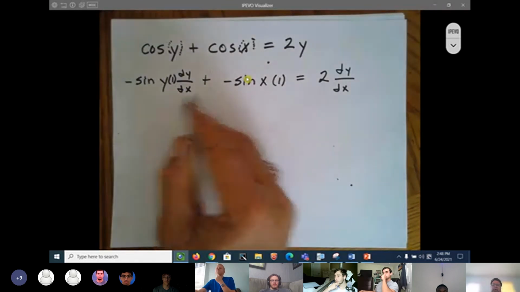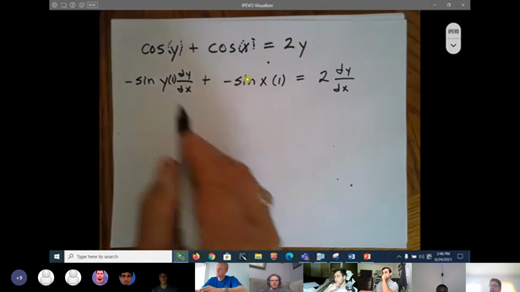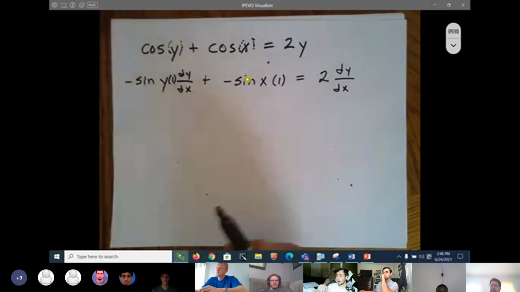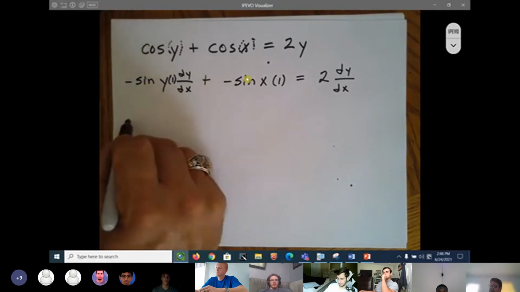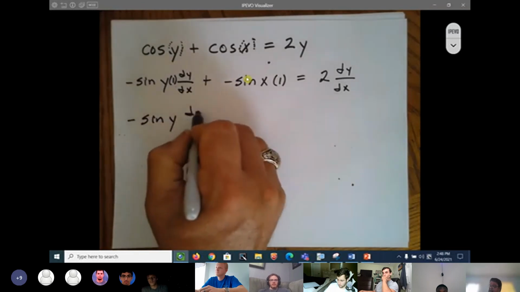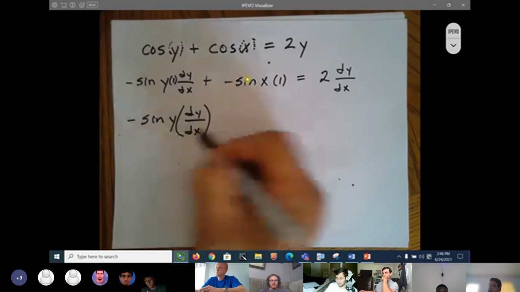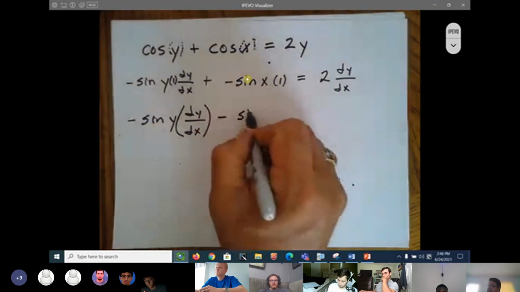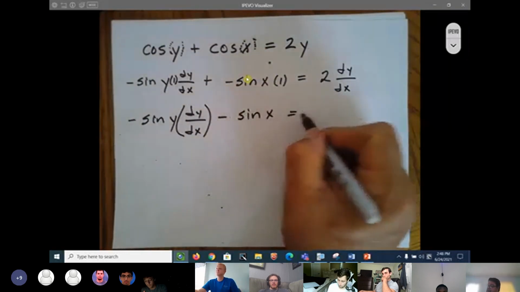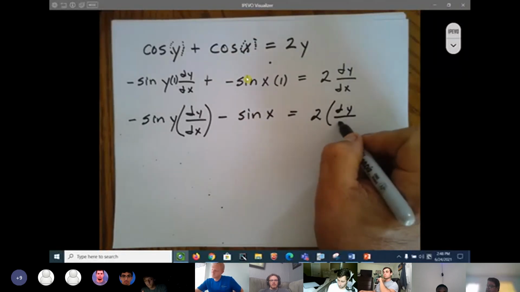So I'm just throwing these in. I used to do y prime when I showed you until after related rates, and now I show you to do dy over dx. You can still use y prime if you want to. And that's going to be negative sine of y dy dx minus sine of x is equal to 2 dy dx.